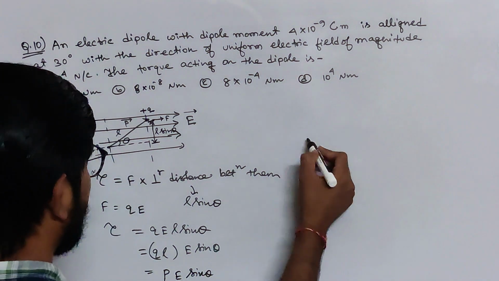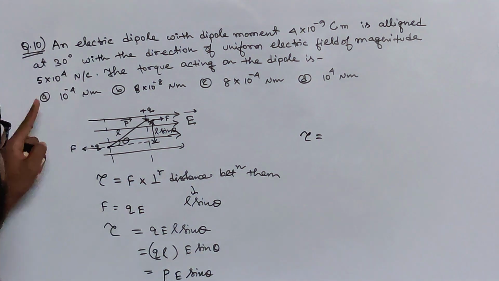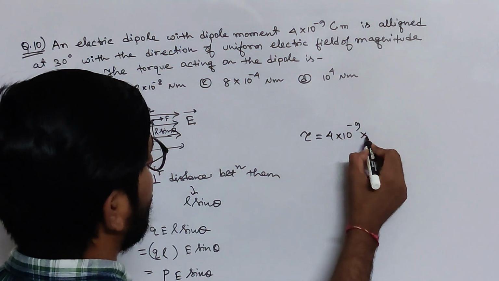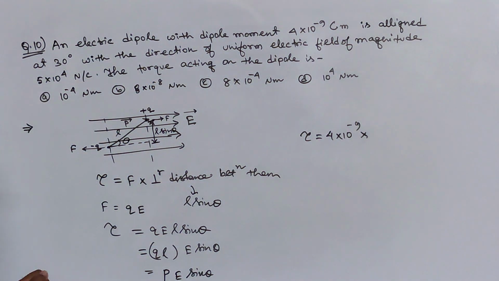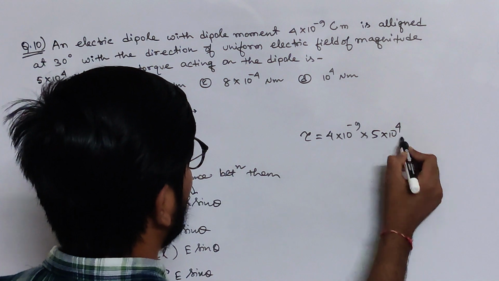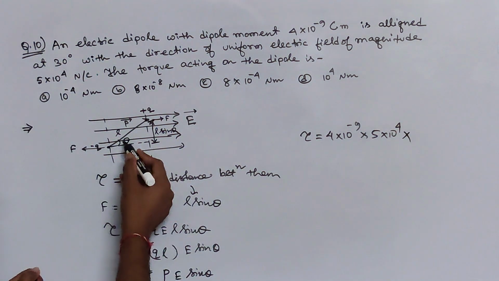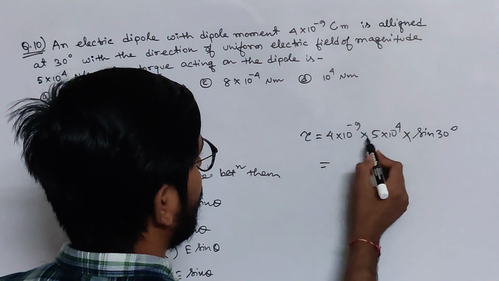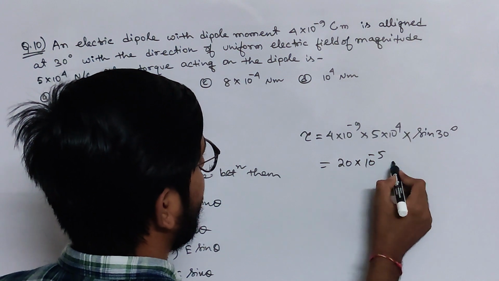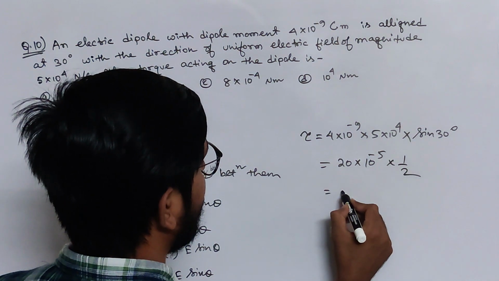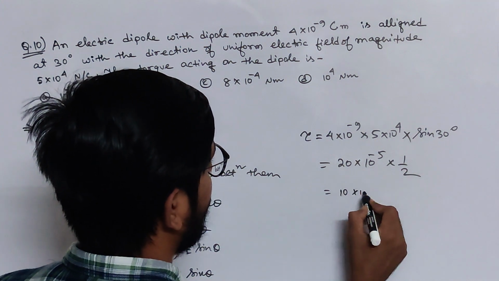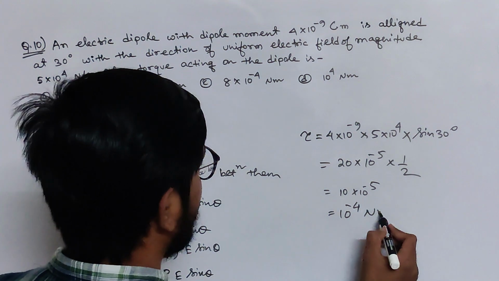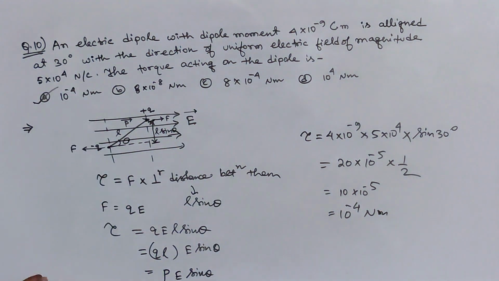Now it is easy, just put the values. The value of P is given. Dipole moment is 4 into 10 to the power minus 9 coulomb meter. Electric field is 5 into 10 to the power 4, and the sine of what angle is given? It is 30, so it will be sine 30. So it will be 4 into 5 is 20, and 10 to the power minus 5, and sine 30 is half. So it will be 10 into 10 to the power minus 5, or 10 to the power minus 4 newton meter, and it will be option A. So option A is correct.